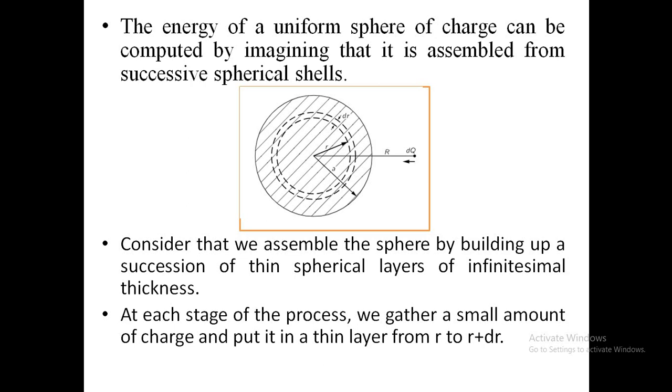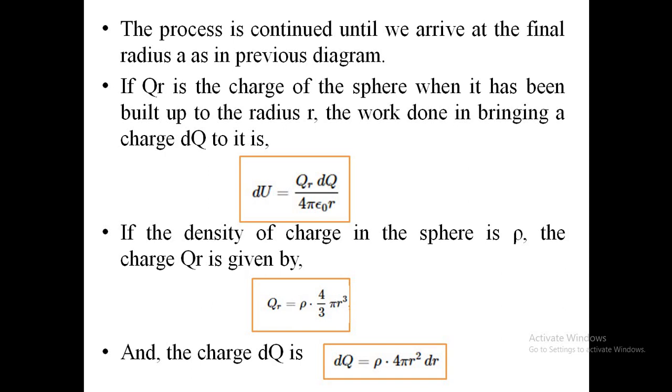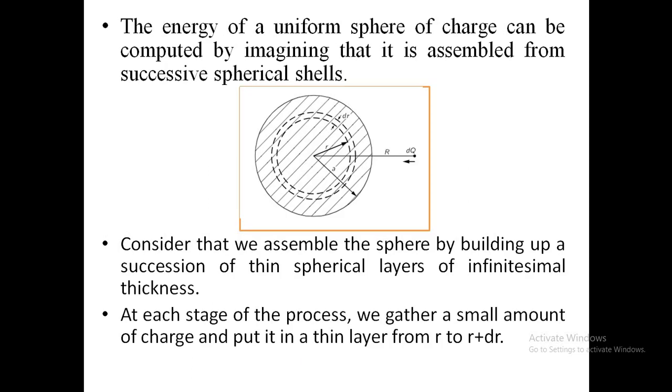Consider that we assemble the sphere by building up a succession of thin spherical layers of infinitesimal thickness. At each stage of the process, we gather a small amount of charge and put it in a thin layer from r to r plus dr. The process is continued until we arrive at the final radius a, as mentioned in this diagram.